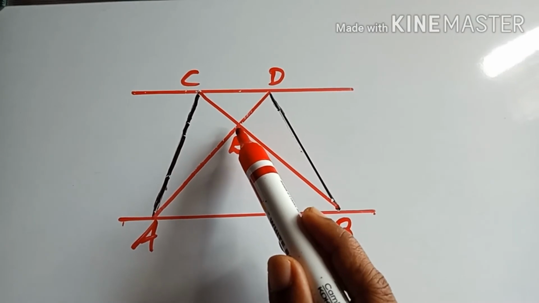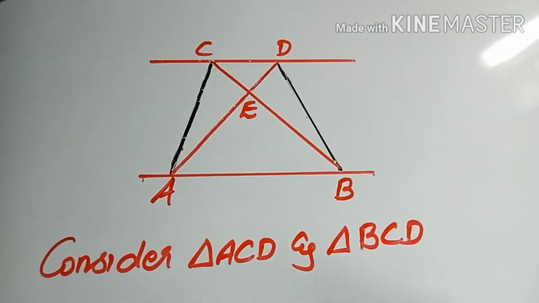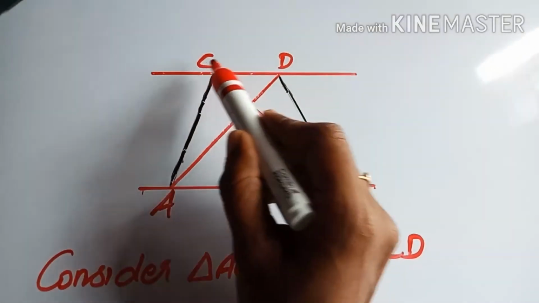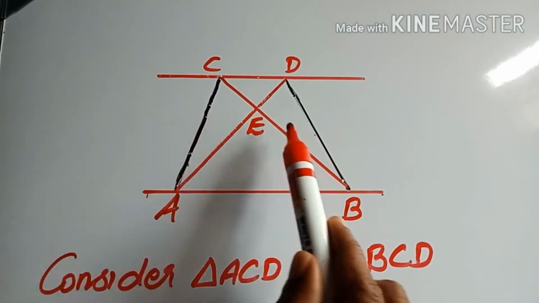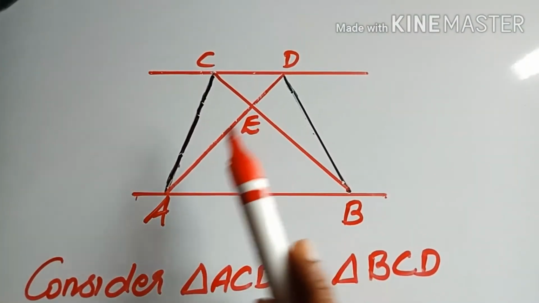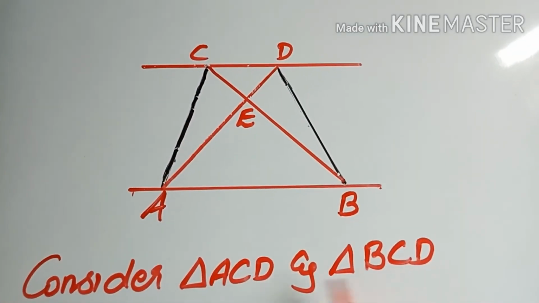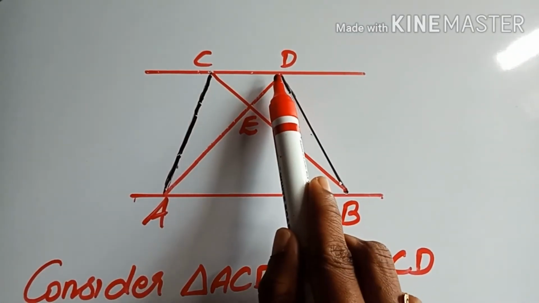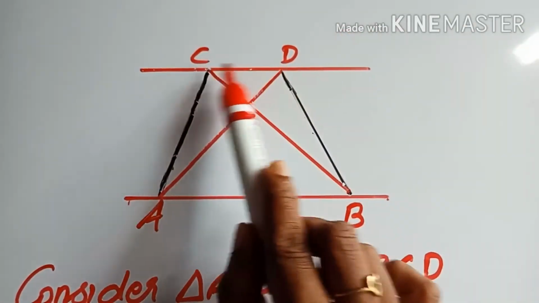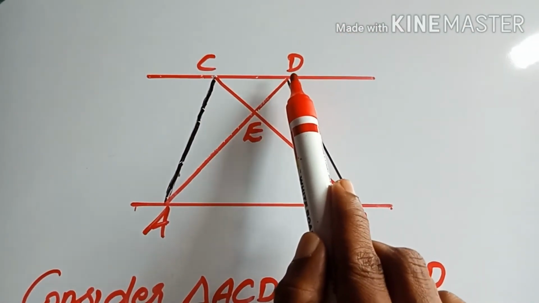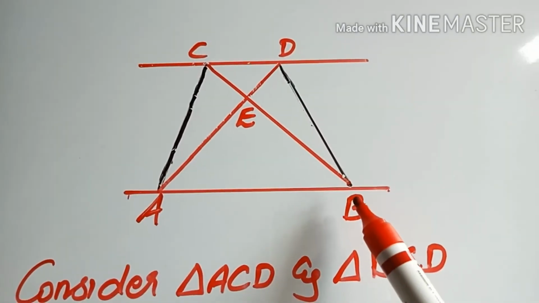Now here consider triangle ACD and triangle BCD. These two triangles. Here in these two triangles, CD is common, that means CD is the base. As it is on the upper side, no need to worry about that. Just consider CD as the base. Now these two triangles have upper vertices A and B.